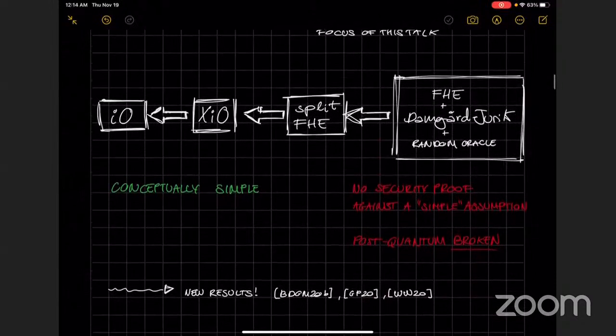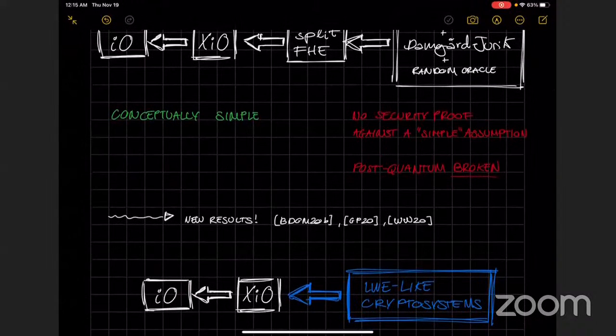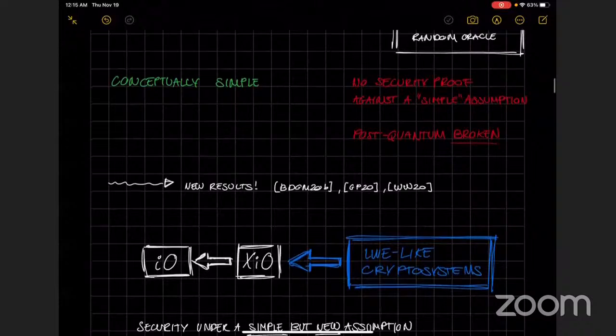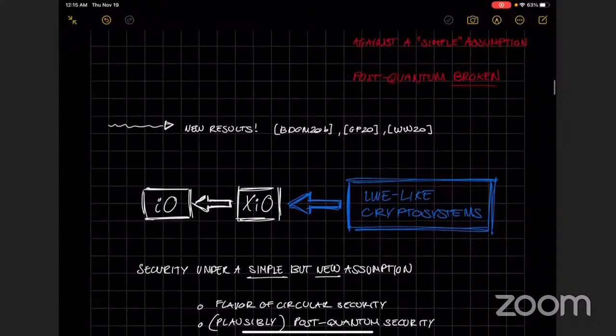And again, the common flowchart for these results is to go through this concept called exponential I/O, which I'm going to explain next, and construct exponential I/O based only on LWE-based cryptosystems. This work managed to prove security under simple to state and somewhat convincing, but still new, assumptions.